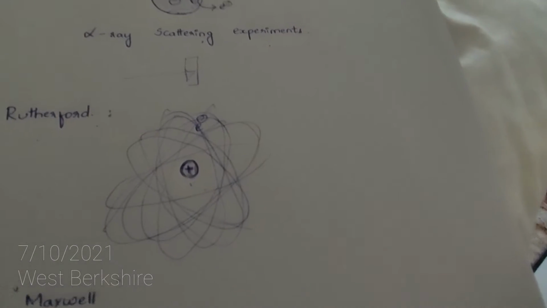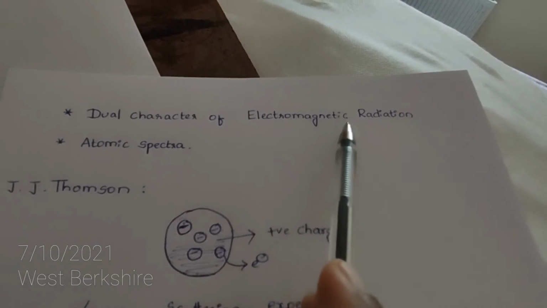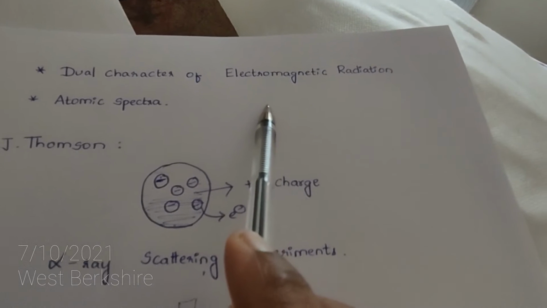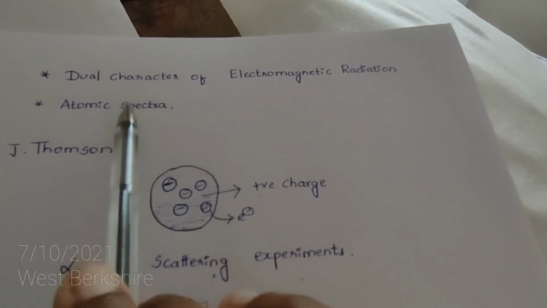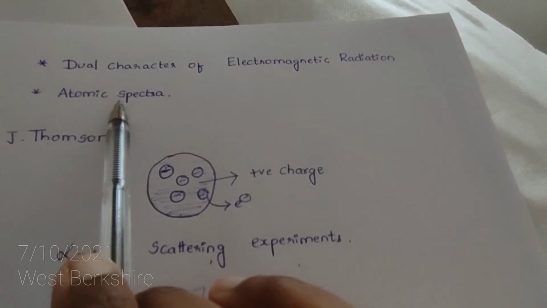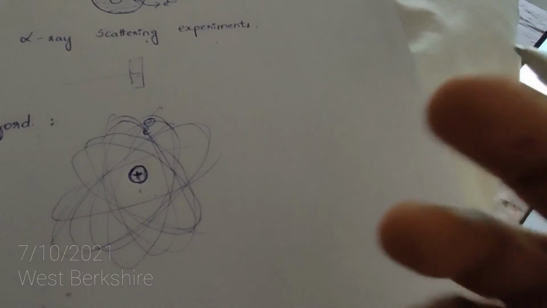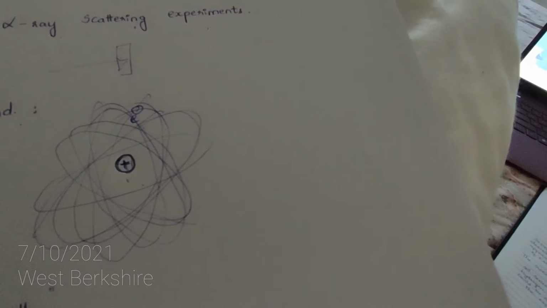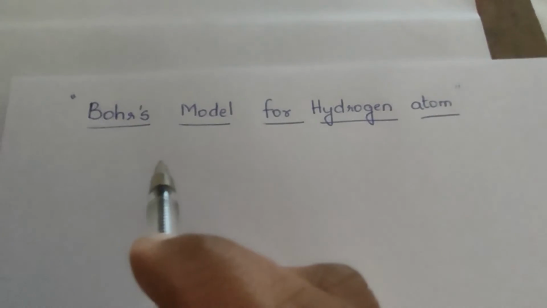And then the developments such as the dual character of electromagnetic radiation, that it has both wave nature and particle nature, and the results of atomic spectra, led to the new atomic structure proposed by Bohr. Bohr's model for the hydrogen atom.